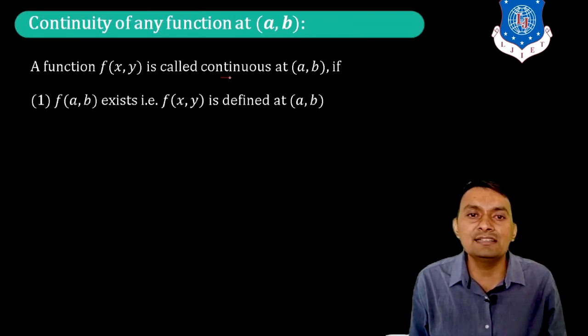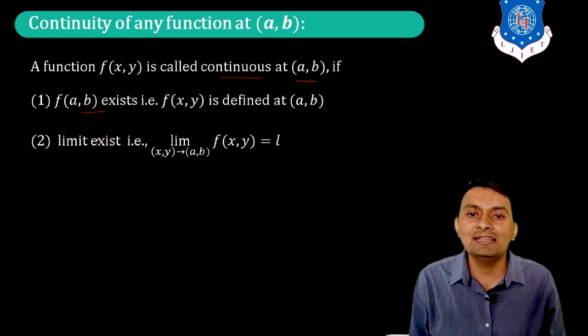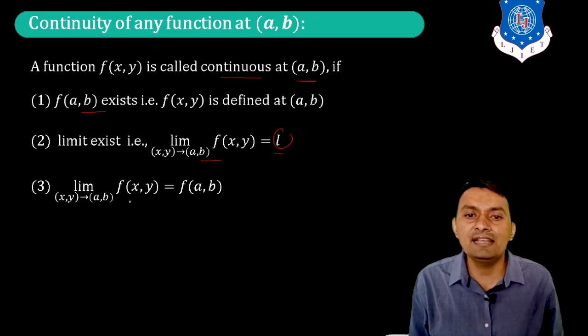So the function is continuous at (a, b) if f of (a, b) exists, that means its image at that particular point must exist. Second, the limit L exists. And if L is equal to that quantity, whatever its image is, then we can say that the limit of f of (x, y) is equal to f of (a, b).